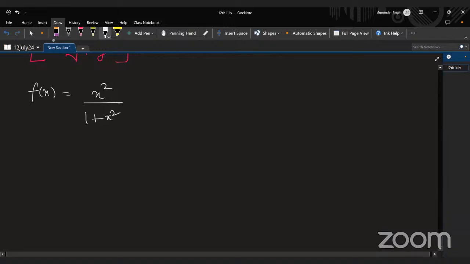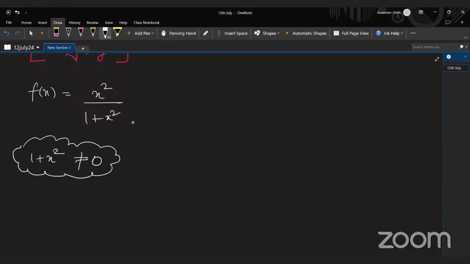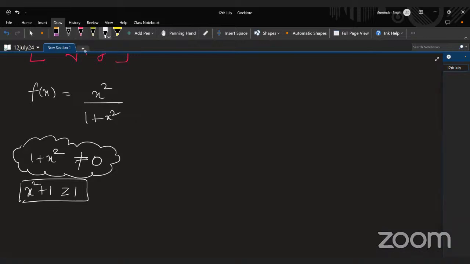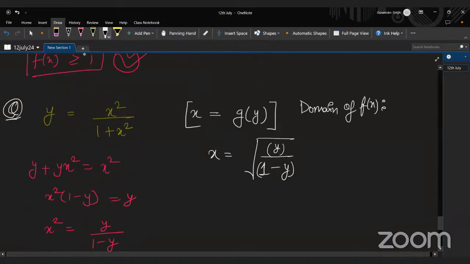So I will directly look at the denominator, and I have to find such a value of x where the denominator shouldn't be zero. Anyways, x square plus 1 was not zero. You can try any value of x, x square plus 1 will always be greater than or equal to 1. So there is no chance that x square plus 1 will be equal to 0. That means I can substitute any value of x from minus infinity to infinity, all real numbers.